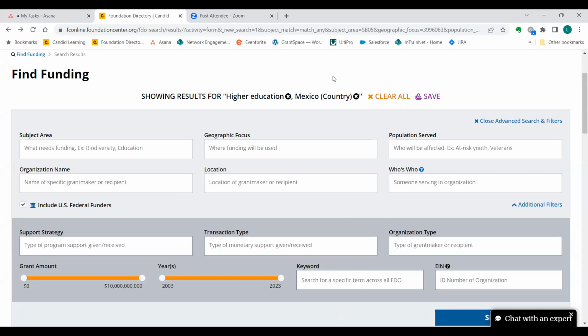Okay, if you want to continue, Lori, that's it. Okay. All right. One other thing I want to show you also, because we have more than just US grant makers in here.